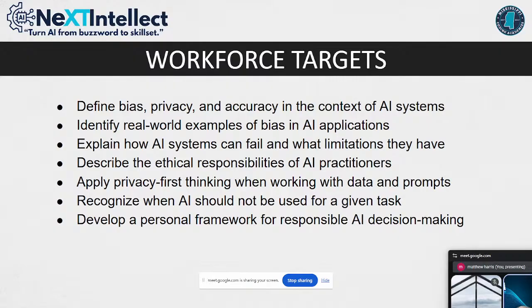The workforce targets are to be able to define bias, privacy, and accuracy in the context of AI systems, identify real-world examples of bias in AI applications, explain how AI systems can fail and what limitations they have, describe the ethical responsibilities of AI practitioners, apply privacy-first thinking when working with data and prompts, recognize when AI should not be used for a given task, develop a personal framework for responsible AI decision making.